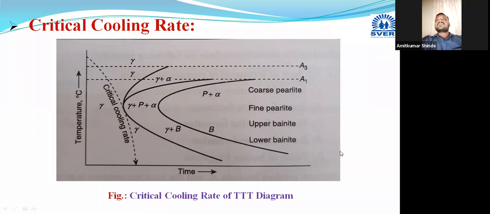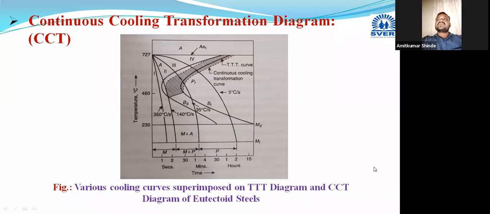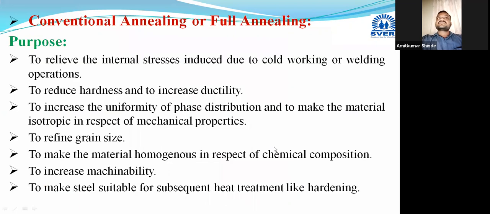Then, as carbon percentage or alloying element percentage increases, this critical cooling rate or the IT diagram moves towards the right side. Then we discussed the continuous cooling transformation diagram, that is the CCT diagram, and the effect of different cooling rates on the final product. If faster cooling is there, martensite will be obtained, and if slow cooling is there, then fine pearlite or coarse pearlite may be obtained. Then we have discussed conventional annealing with its purpose: to relieve internal stress, to reduce hardness and increase ductility and machinability.